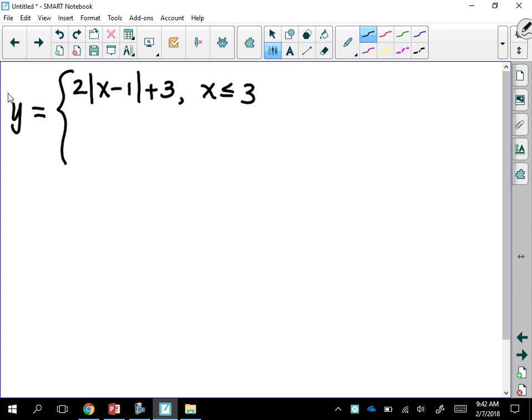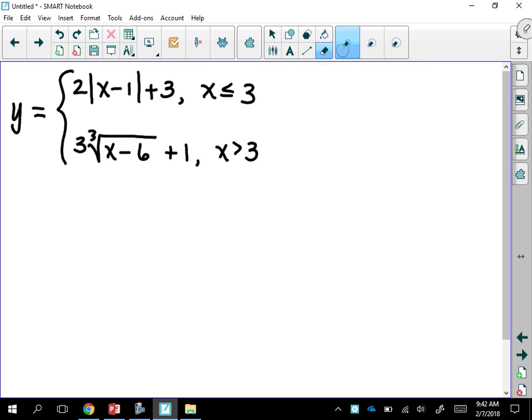what should we graph? How about a cubic root function? For all x's that are greater than 3. Let me do this. Got a 4. That'll be a little bit better.